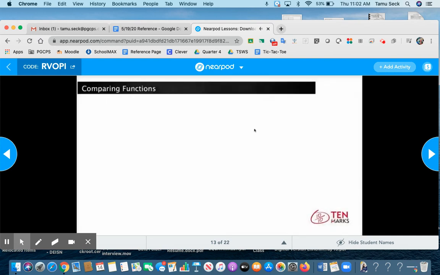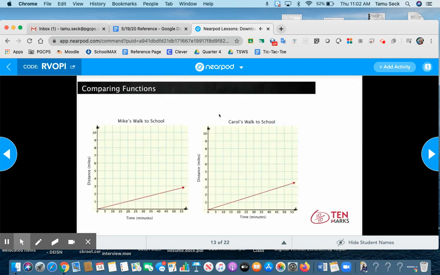In this lesson, you'll be able to compare functions that are represented graphically or as an equation. We're going to look at the example of Mike and Carol walking to school. These graphs below show Mike's walk to school in comparison to Carol's walk to school. Now look at these graphs and write an equation for each.